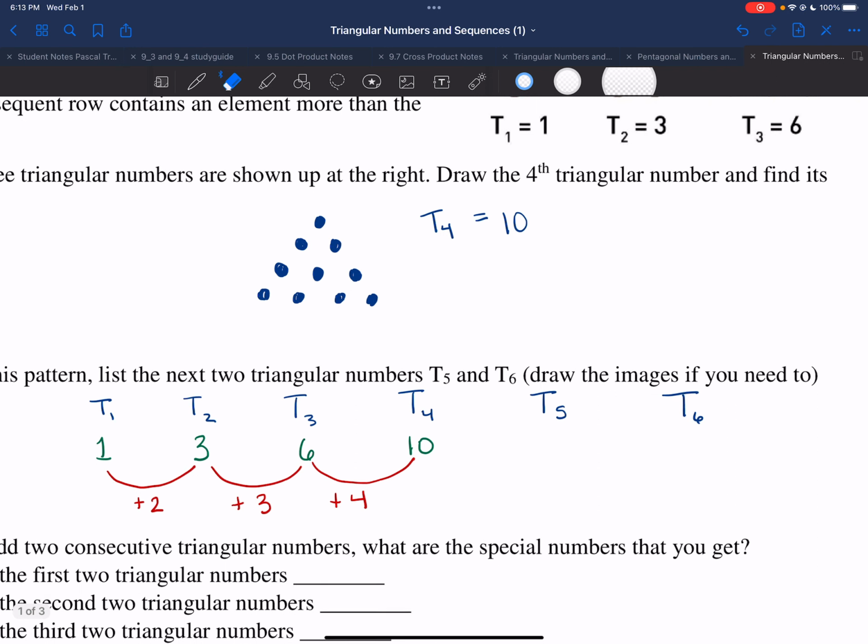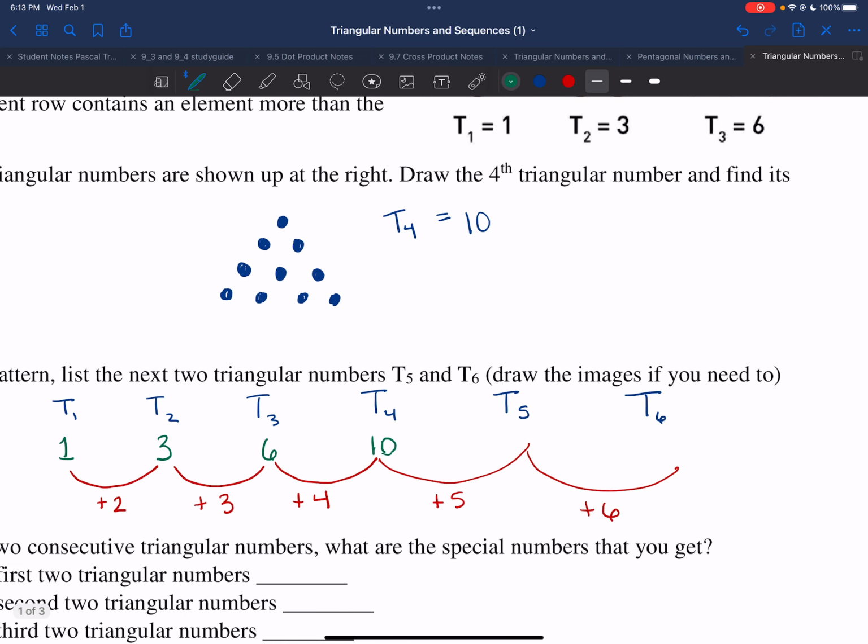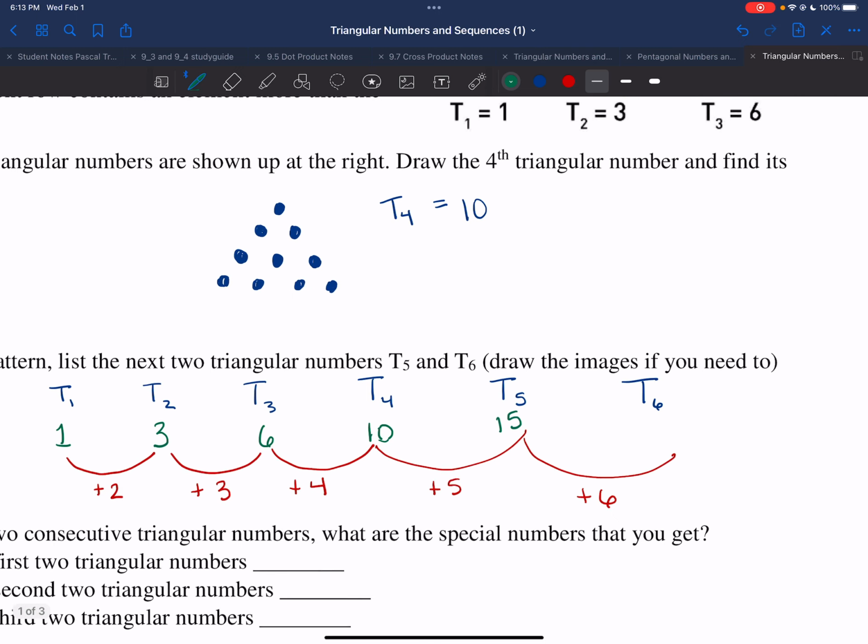I see a trend happening, which makes me think that from T4 to T5, I'm going to continue this trend and go from +4 to +5, and then on to T6 with +6. So let's give that a try, and later on, we'll check it with our formula. If I take 10 and I add 5, I get 15. So I'm going to hypothesize that my T5 is 15, assuming it follows this trend. If I take 15 and I add 6, I end up with 21. So that is my theory for T6.